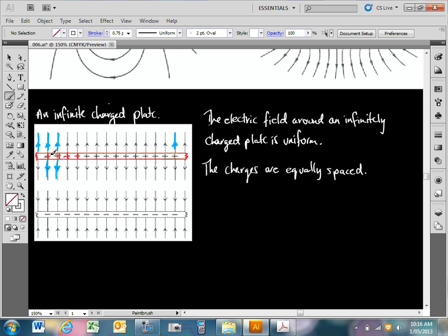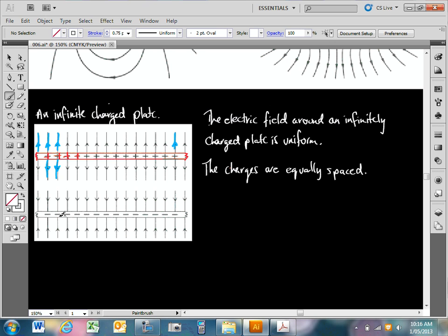The charges are equally spaced. And this is very intuitive. Of course, if I have a positive charge next to a positive charge next to a positive charge, they're equally repelling each other. They're confined to the copper plate, but they repel each other evenly all over that plate. They spread evenly all over that plate. Okay? Because of that, there's no concentration of positive charge anywhere on the plate. It's all just nice and evenly spaced, and hence we have this uniform electric field around the plate.